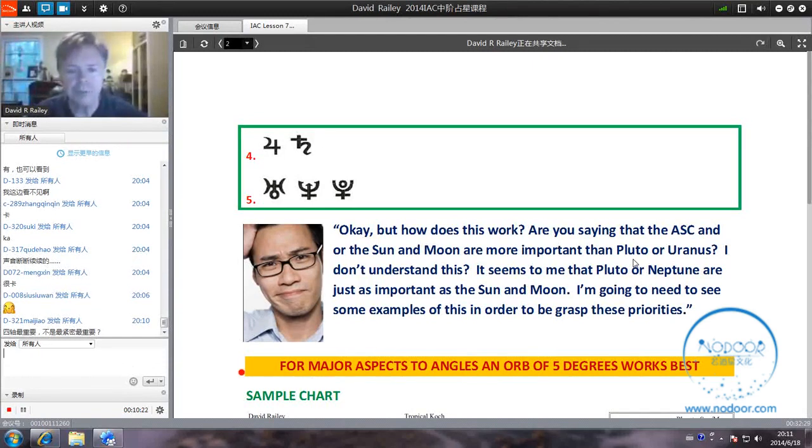Notice this, what I wrote in the material here. From major aspects to angles, an orb of 5 degrees works best.